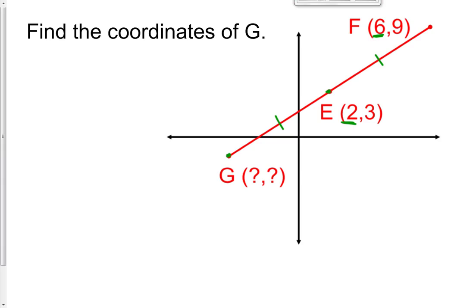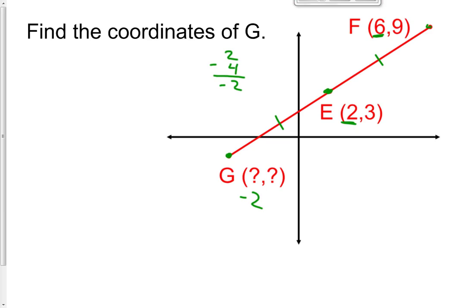How do I go from 2 to 6? Well, I have to add 4 units. Is that right? So if I have to add 4 units to get from one x to the other x, then I've got to subtract 4 units to get from the midpoint to point G. So I'd have to take 2 and subtract 4, and I would get G at a -2.